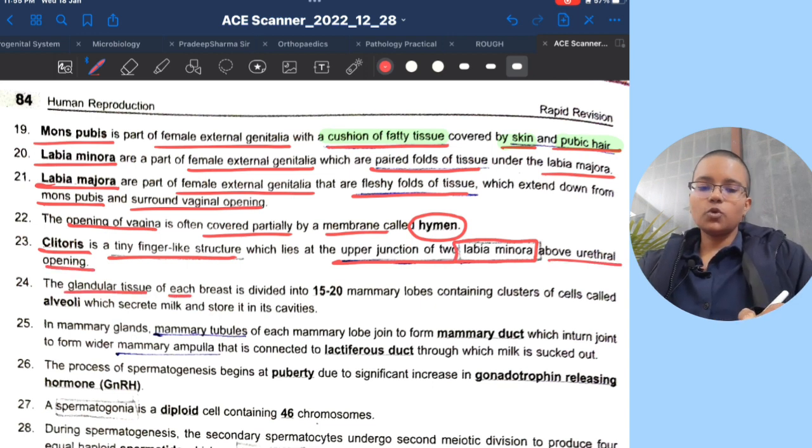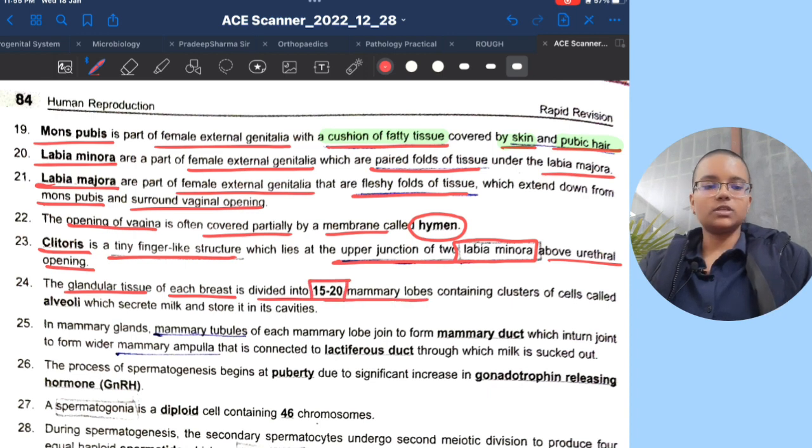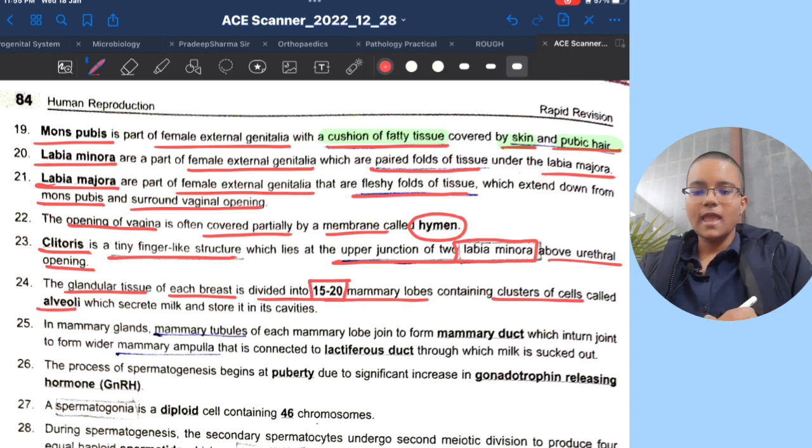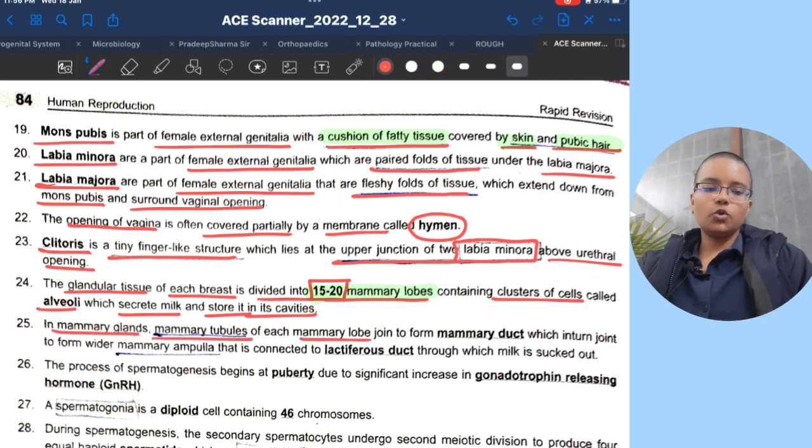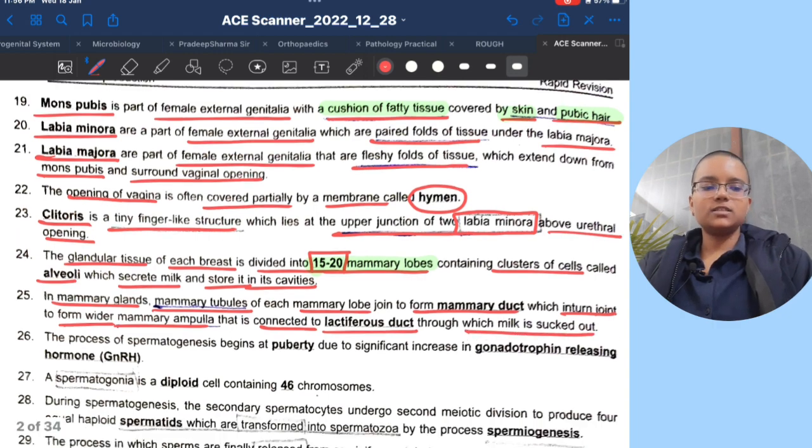The glandular tissue of each breast is divided into 15 to 20 mammary lobes containing clusters of cells called alveoli, which secrete milk and store it in cavities. In mammary glands, mammary tubules of each mammary lobe join to form mammary duct, which in turn join to form wider mammary ampulla that is connected to the lactiferous duct through which milk is sucked out.